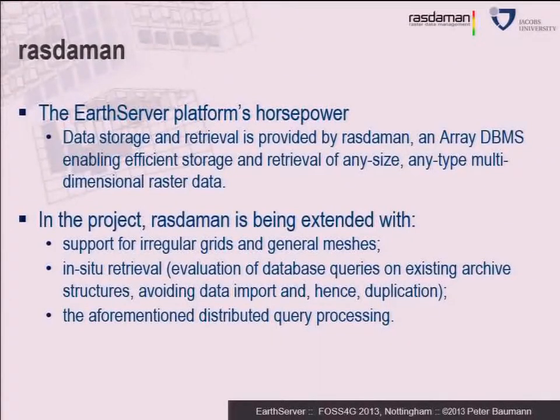Okay, so as I told, the rasdaman system is providing the horsepower for storing and accessing the data. Again, it is an array database, so it's particularly well suited for gridded coverages, but in the project we are extending the system for supporting irregular grids. We already have a working example of multi-point coverage extraction, and we are moving toward irregular gridded coverages so that they can be used in the system itself. One interesting feature that we employ to avoid duplication of data is in-situ, which I will show you later. And the distributed query processing system is being implemented, also with the integration of the metadata.